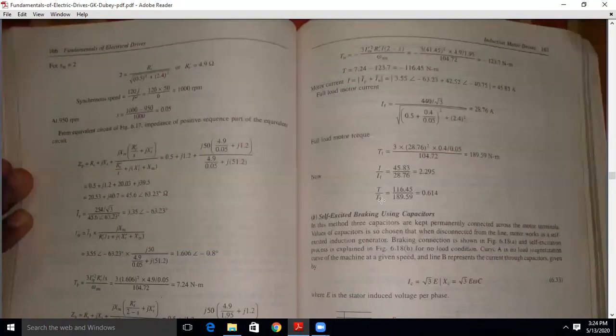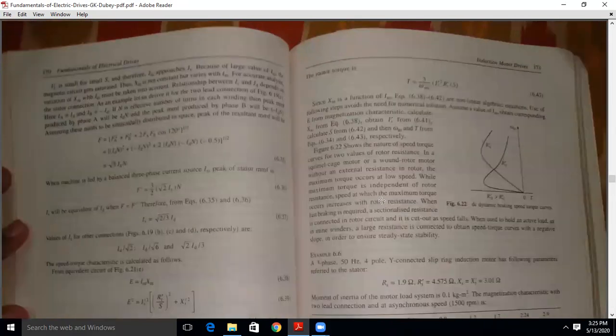Then the full load motor current can be calculated. IF is equal to 442 by root 3 and the square root of 0.5 plus 0.4 by 0.05 whole square plus 2.4 square. Now the full load torque will be 3 into this IF square, the full load current, into 0.4 divided by 0.05 slip, then divided by 104.72, which is omega ms. By calculating IF and TF, we have that particular T and I. Then go for I divided by IF, the ratio of that particular current to the full load current, and T divided by TF.